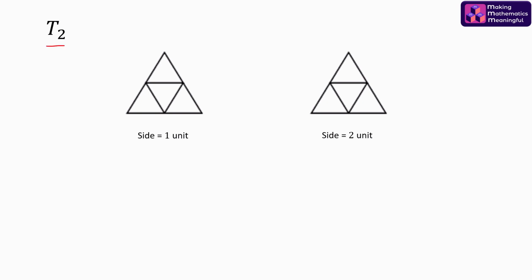Now, consider the next possibility, T2. So, side 1 unit, how many triangles do we see here? 1, 2, 3 and 4, four smaller ones, and of side 2 units, it is the largest one, which is only one. So, we have one such triangle. So, the total number of triangles possible is 5.